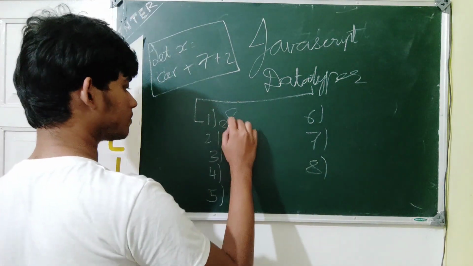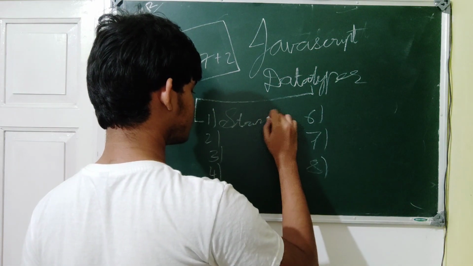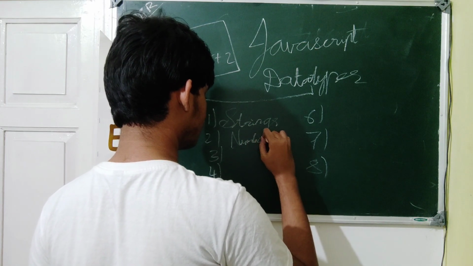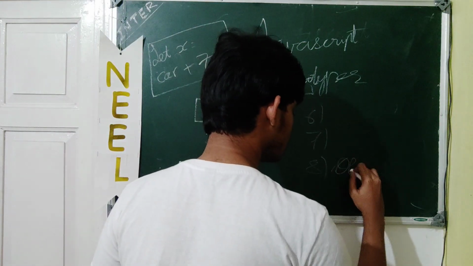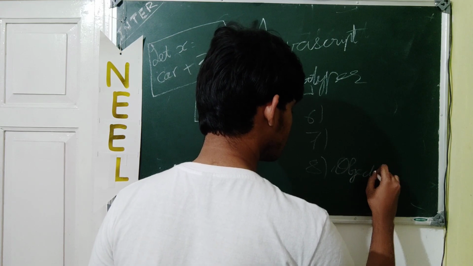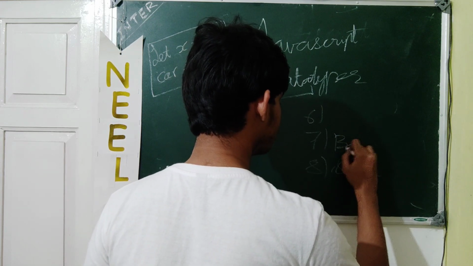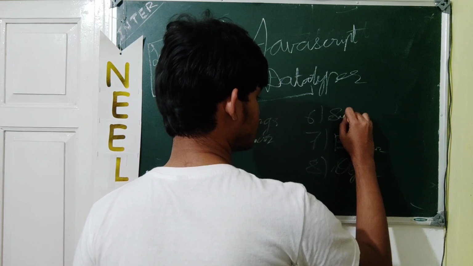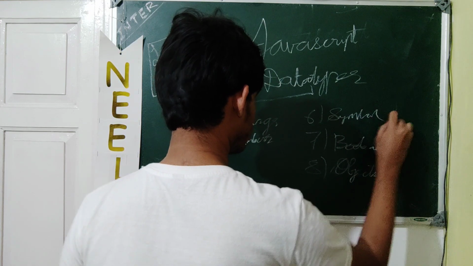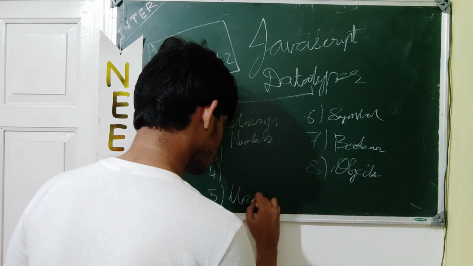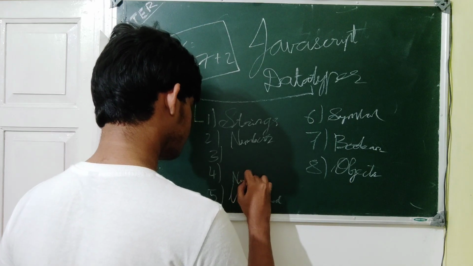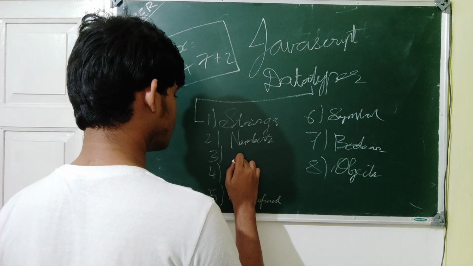So you have strings, you have numbers, you have objects, you have boolean, you have symbol, undefined, null, and we also have BigInt.